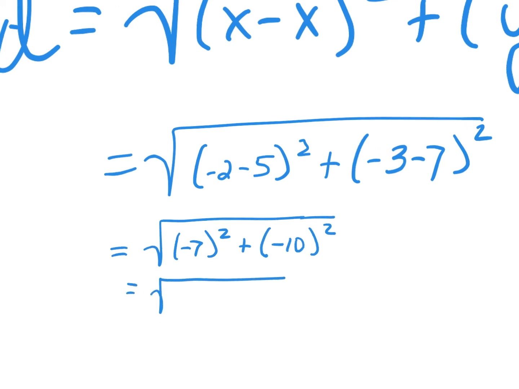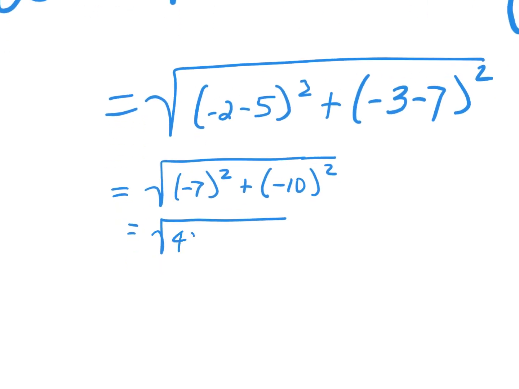Okay, so negative 7 squared is 49. Negative 10 squared is 100. And I'm left with the square root of 149. And we have to check to see if that breaks down.